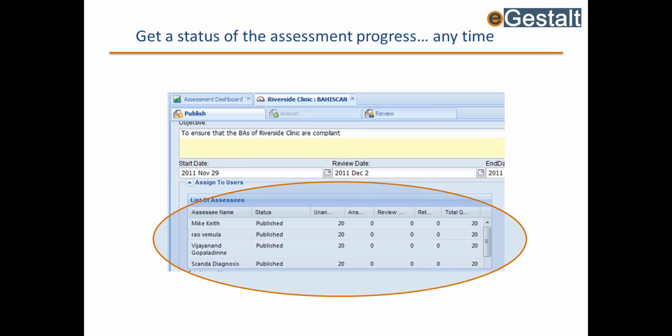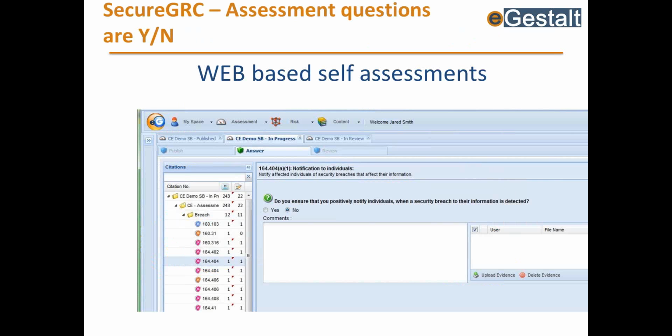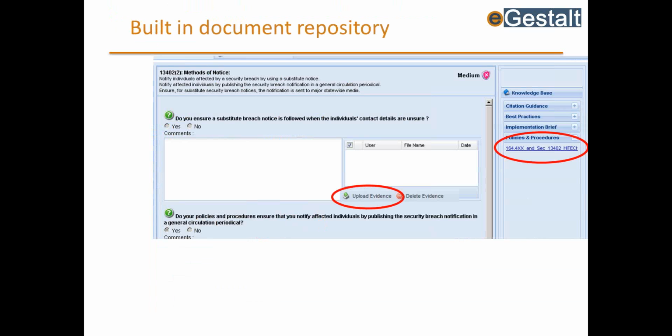And as I said earlier, all the questions that are sent out are yes and no questions. We've translated all the HIPAA HITECH requirements into very simple yes and no questions and provided a lot of information that's built into the tool, such as policy documents that help you customize the templates and upload them as evidence if you require it. If you have your own policy documents, then you can use those in the tool as evidence.